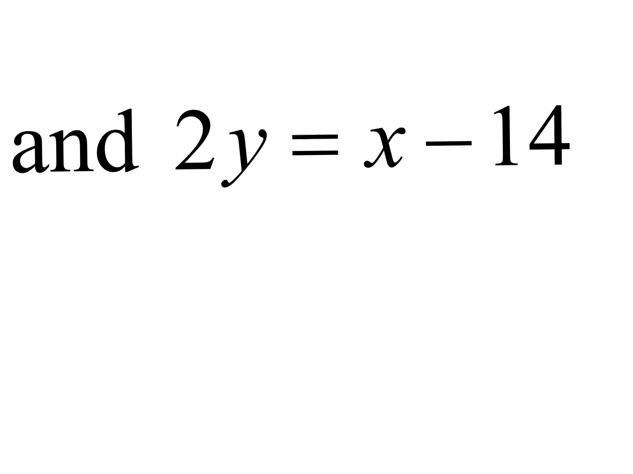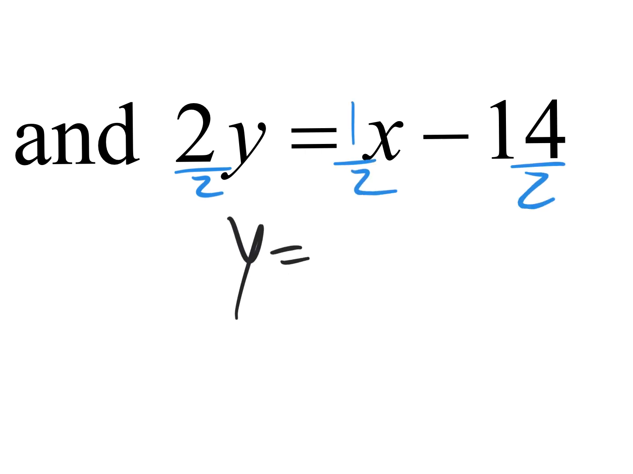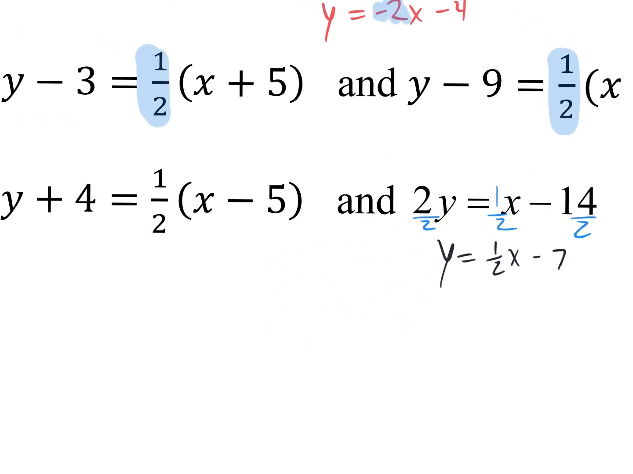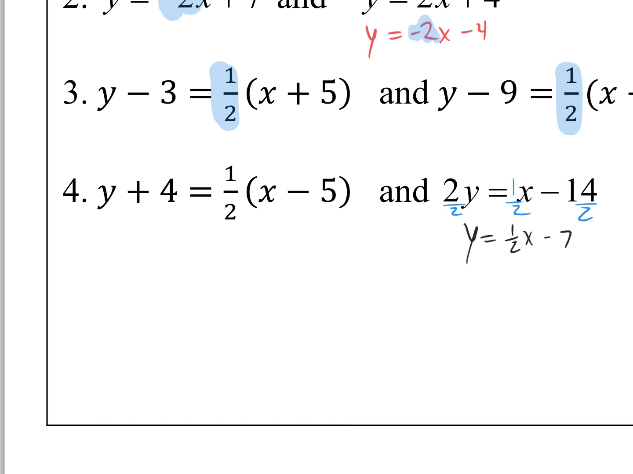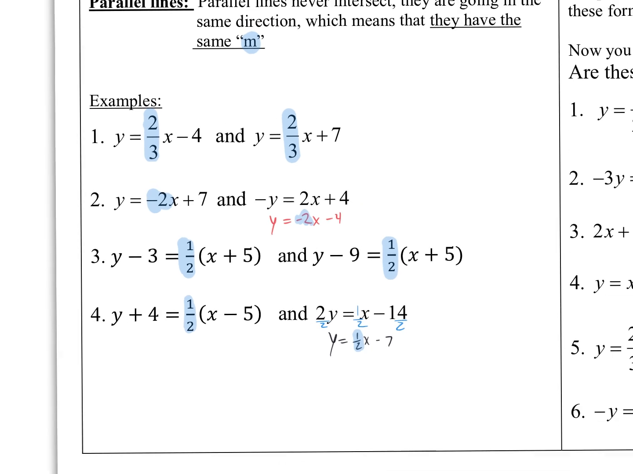This last one, again, you can't see the slope yet. What would I have to do to see the slope? Anybody? Divide by 2. All right, if you divide by 2, divide by 2, divide by 2, you're going to get the equation y equals 1/2 x minus 7. And there's your slope-intercept form equation. Now you can say, okay, my slope on the slope-intercept form equation is 1/2, and over here, my slope on the point-slope form equation is 1/2. So yes, they are parallel. They have the same slope. So these are all examples of them being parallel.